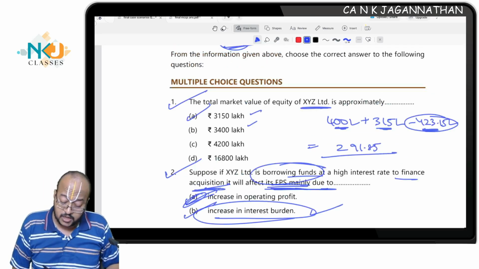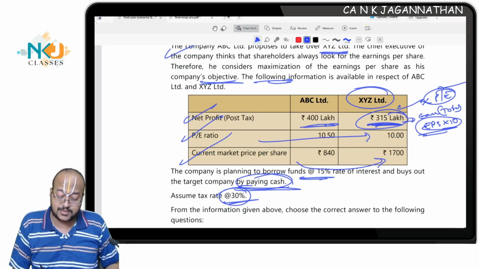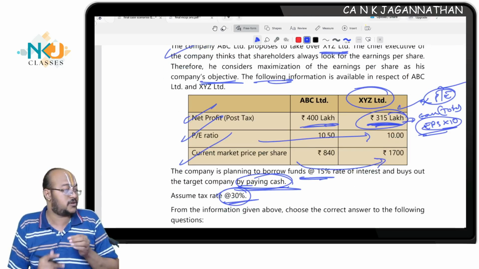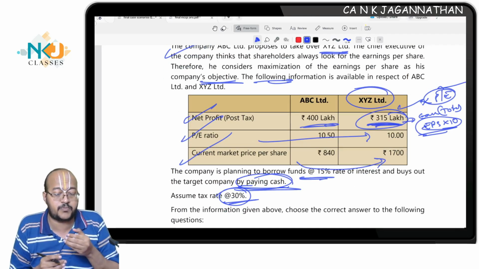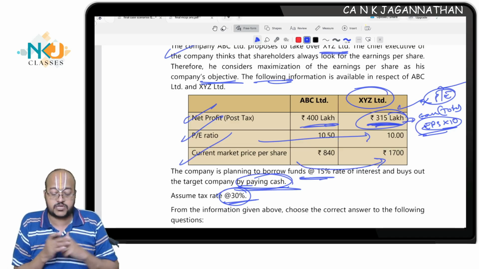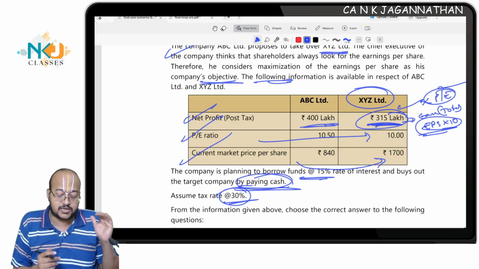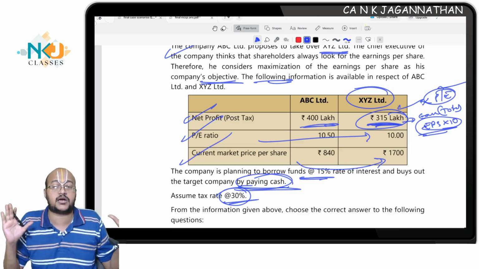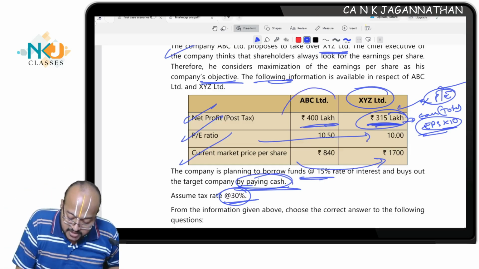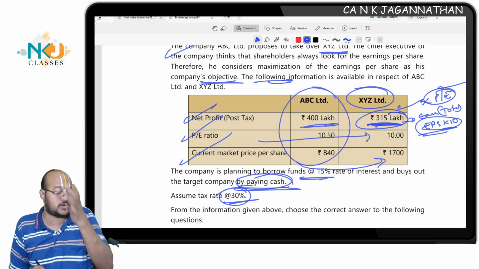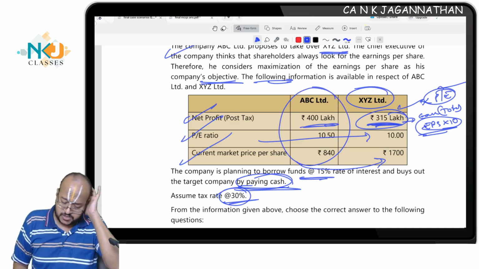Here, if you see, the consideration is by way of issuing new shares or by way of cash, which means the existing number of shares will not change. The number of shares is not given in the question. You have to work it out. Are you all comfortable? So first, very simple.